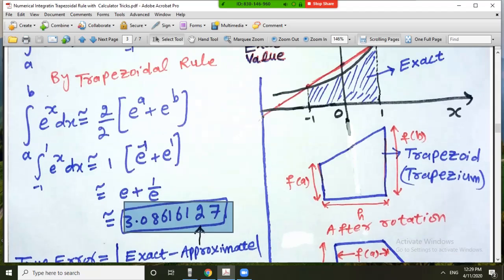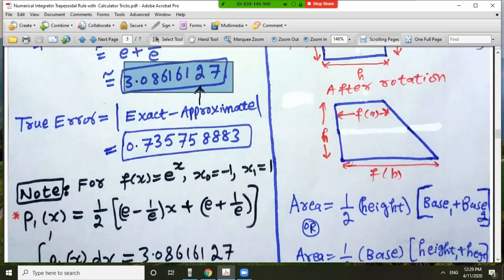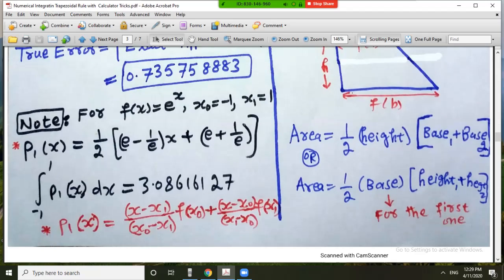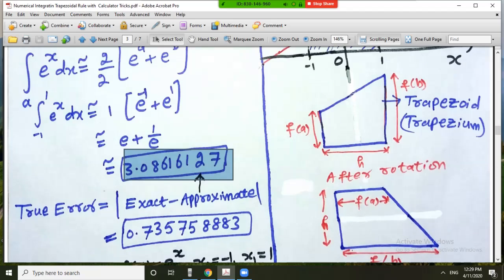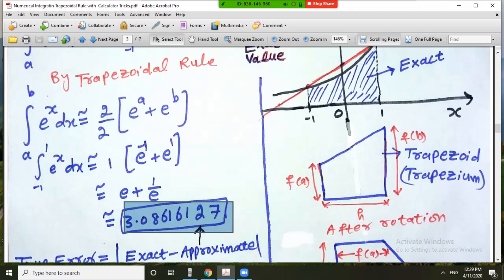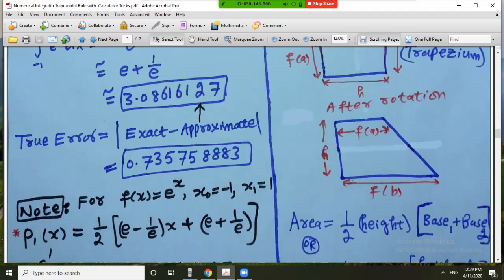And we can also see the trapezium or trapezoid in the figure, whose general formula is 1 over 2 height into base 1 plus base 2. If we rotate the trapezium in the above figure, we will have a normal trapezium.